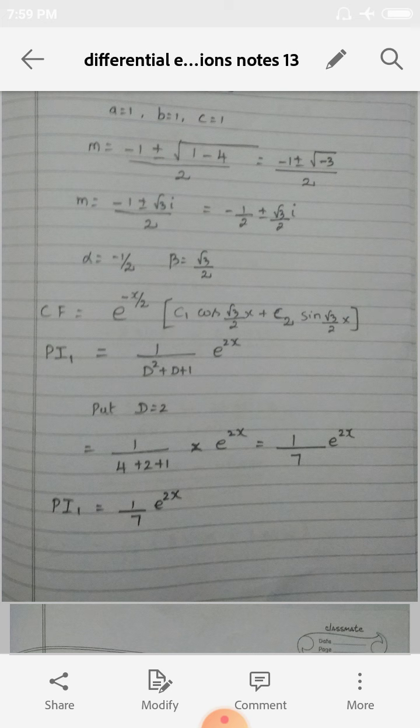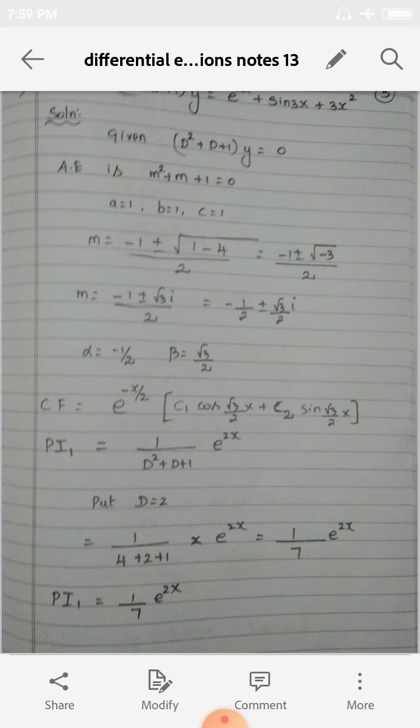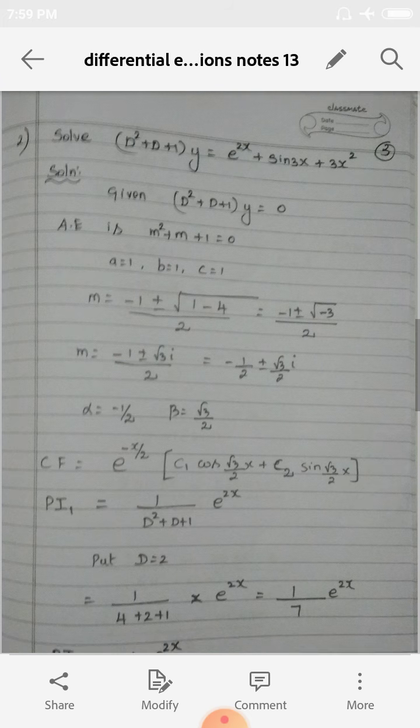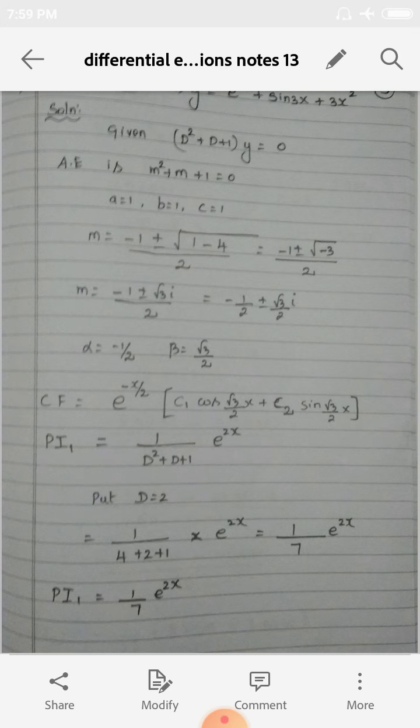Right, after finding the complementary function, first you have to find PI1, that is particular integral 1. What is the first type? It is very simple. 1 by (d square plus d plus 1) into e power 2x. So what is d? We have to substitute d is equal to a. So here a is equal to 2.